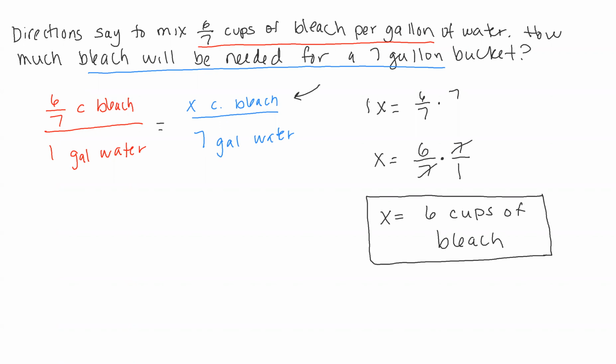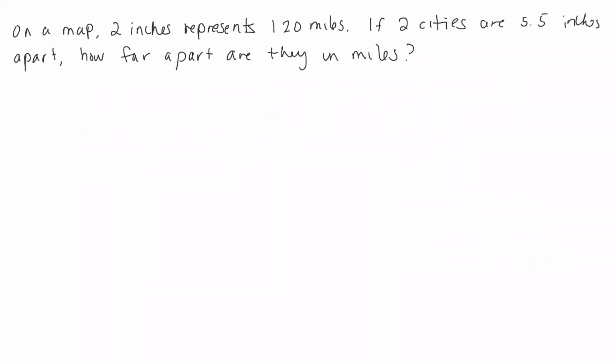Remember, look for the piece of information that is given to you completely. So 6/7 cups of bleach per gallon of water. We know that without a shadow of a doubt. Set up your ratio or your rate in this case. And then for the second piece of information, one of the two values will be missing. No big deal. Assign a variable to the missing piece. Set up your second rate. Just make sure your units line up horizontally. Then you cross multiply and solve.